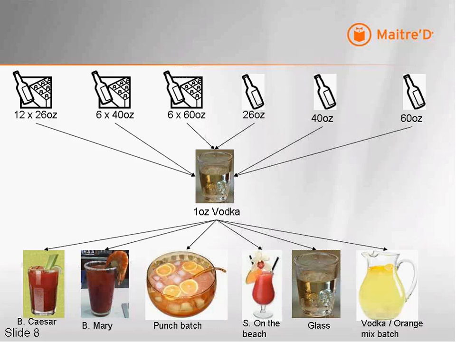So basically the concept is this. You have all your purchase formats at the top. All that pools into one generic item, and that generic item is then used in all your recipes and sales items. So that's the concept of the generic item.